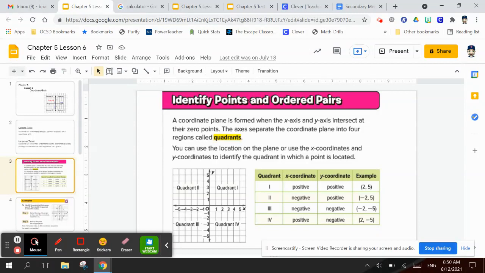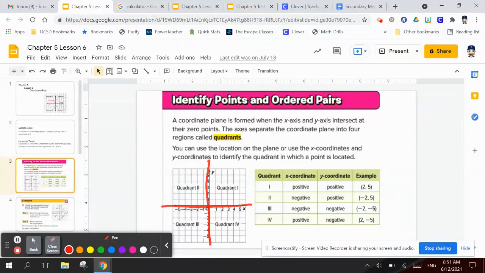So identify points in ordered pairs. A coordinate plane is formed when the x-axis and the y-axis intersect at their 0 points. The axes separate the coordinate plane into 4 regions called quadrants. You can use the location on the plane or use the x-coordinates and the y-coordinates to identify the quadrant in which a point is located. So as you can see, it has been divided into 4 parts.